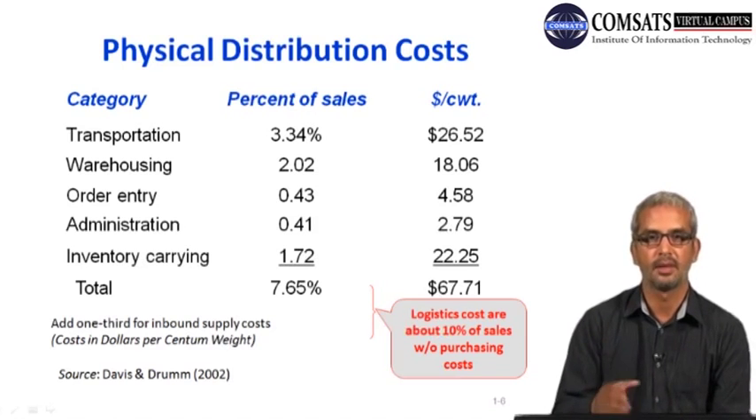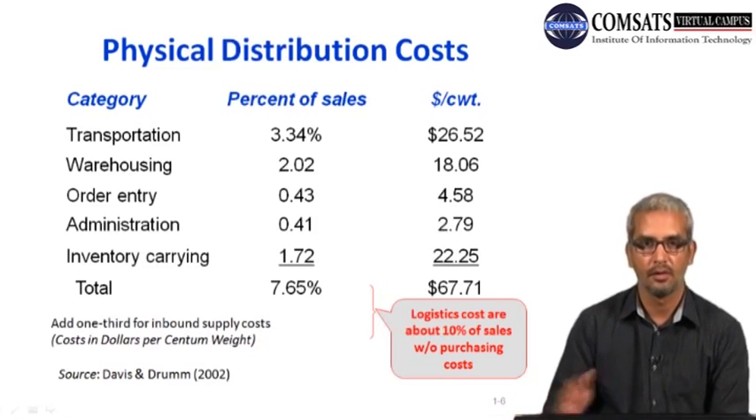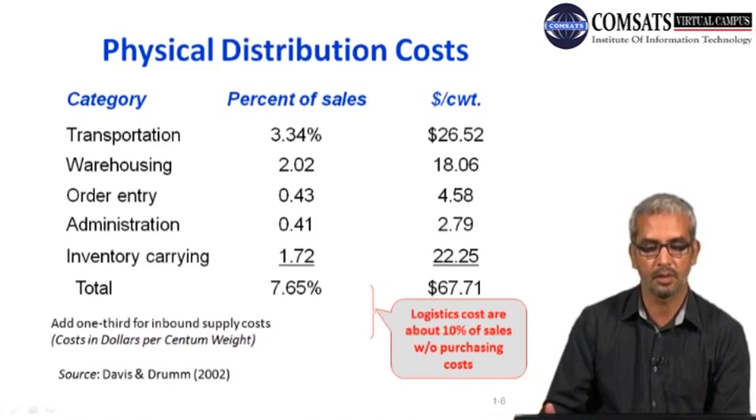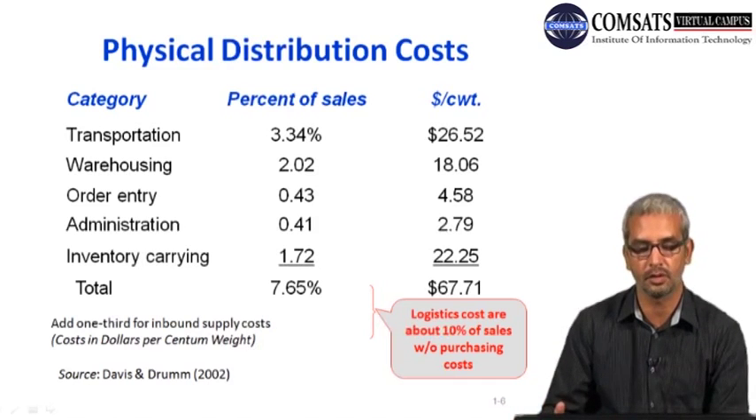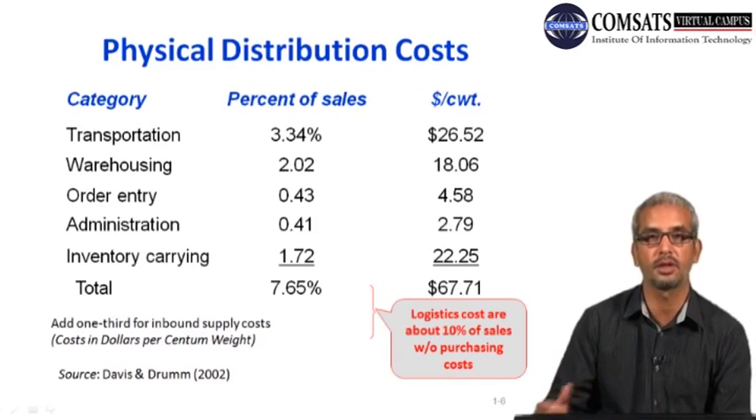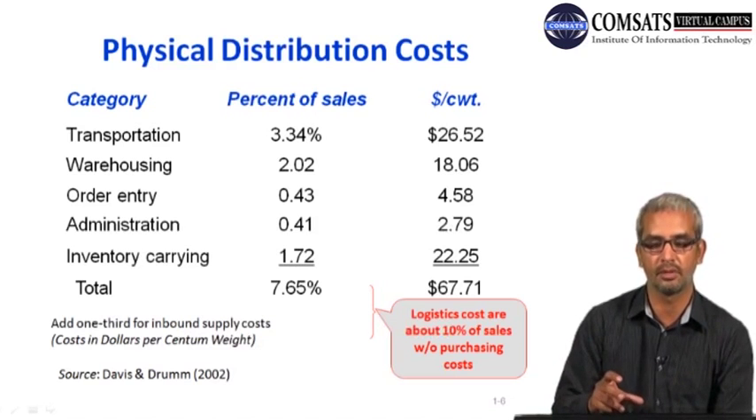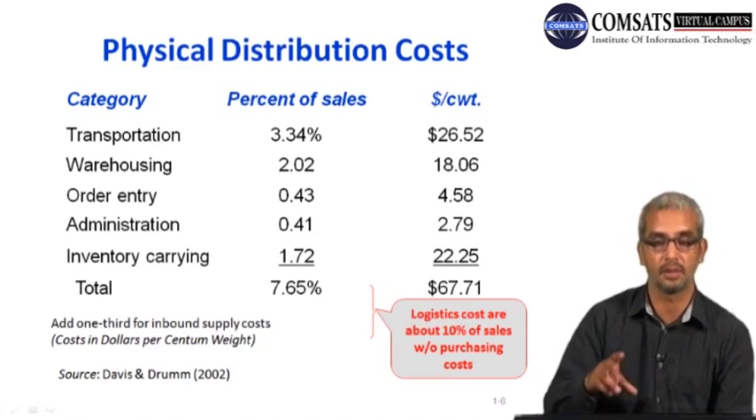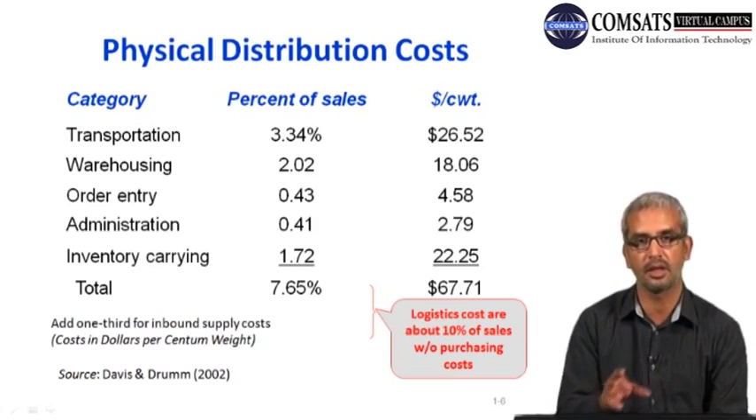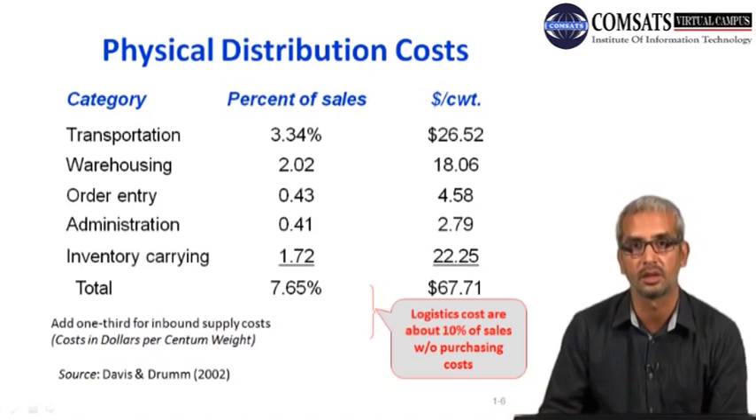Based on their estimates, they found that the transportation cost was 3.34% of the total sales. Warehousing cost was 2.02% of the total sales. Order entry was 0.43, administration was 0.4, and inventory carrying, the cost of inventory management, was 1.72% of the total sales. Now these accumulate up to 7.65% of the total sales. If we consider it approximately, on average their estimates were that the logistic costs are 10% of sales without the purchasing costs.